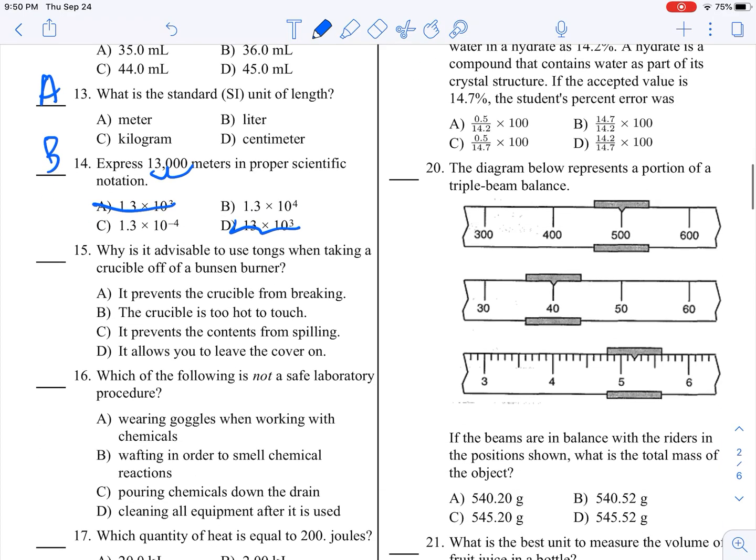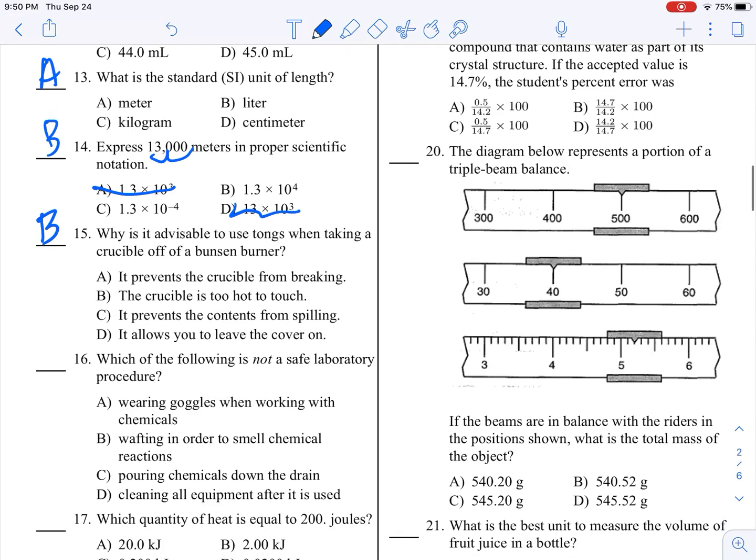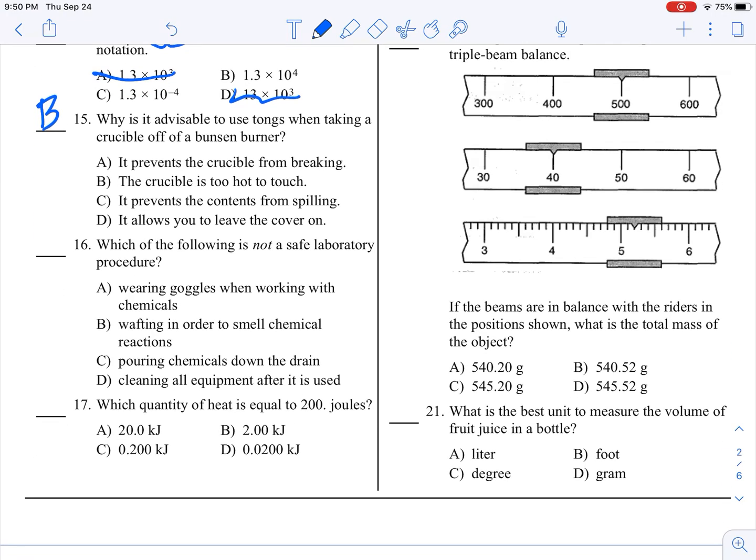Why is it advisable to use tongs when taking a crucible off a Bunsen burner? Gee, it's really hot. It prevents the crucible from breaking. There's something better. Yeah, it's too hot. Which is not a safe lab procedure? Wearing goggles. That is safe. Wafting. That is safe. Pouring chemicals down the drain. That is not safe. Cleaning equipment. That's safe.